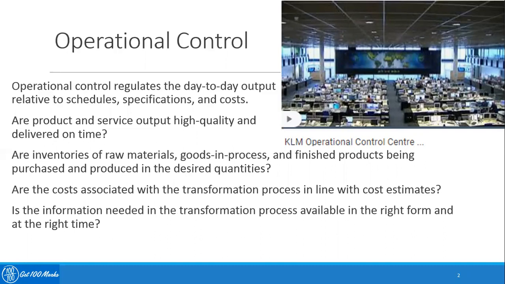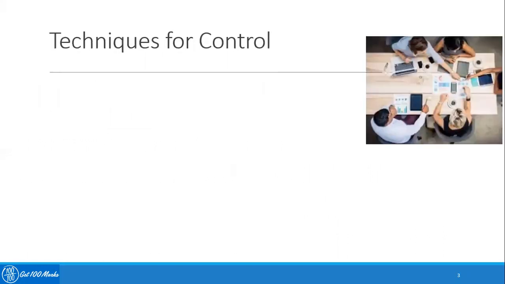And is the information needed in the transformation process available in the right form and at the right time? So this is all about the operational control. And we also consider in operational control, is the energy resource being used efficiently? So in order to do this operational control, what are the techniques? There are some tools that are available for the management in order to control these operational activities.